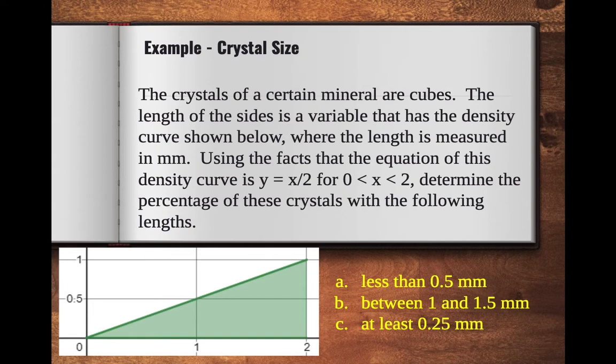So take a few minutes, pause this video, see if you can figure this out on your own. What's the probability you're less than 0.5 millimeters? What's the probability you're between 1 and 1.5 millimeters? And what's the probability you are at least 0.25 millimeters? Pause the video, try it on your own, then come back and we'll work through this for you.